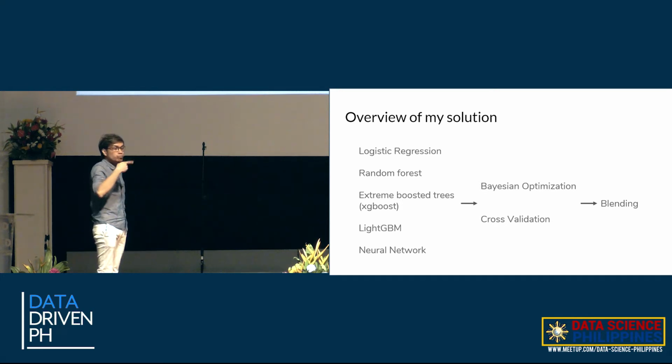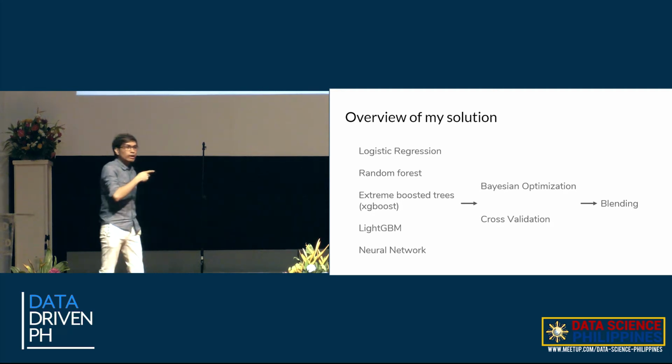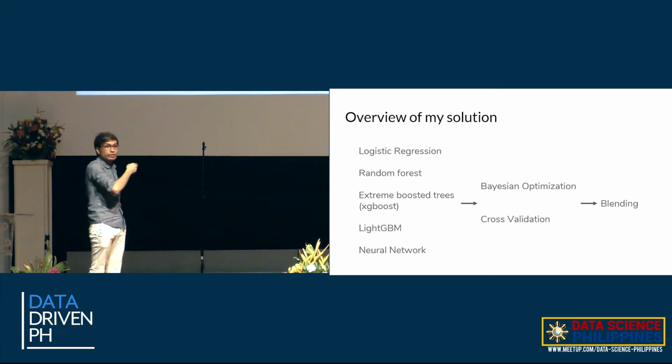And that's the idea. By combining different models, you can try to even out noise in your predictions and come up with a more robust set of predictions for your data set. So I combine these base models, perform Bayesian optimization and cross-validation, and finally perform a blending. So let's go to the specifics of each of the items here.